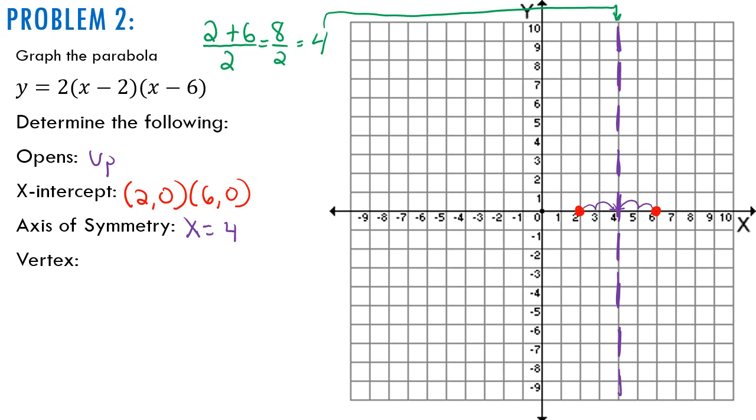Now that I have the axis of symmetry, I know that we have a vertex on that dashed line somewhere. I don't know where it is on the dashed line. I just know it's on that dashed line.